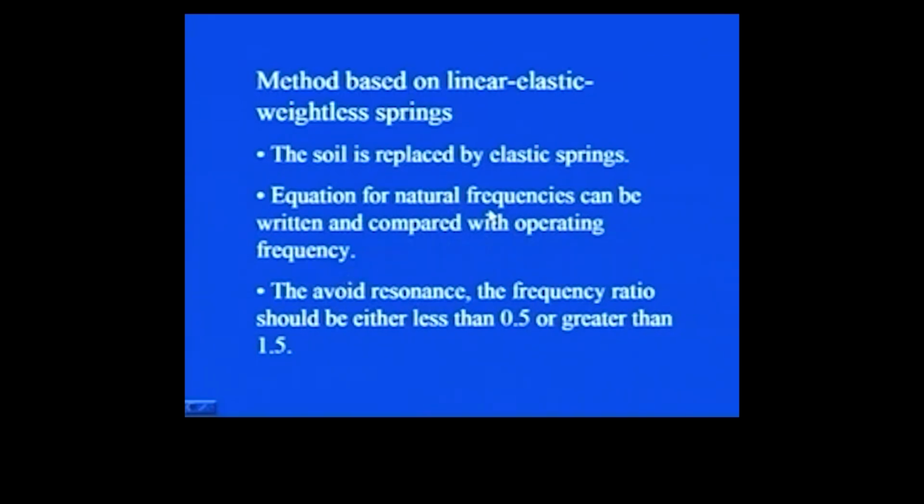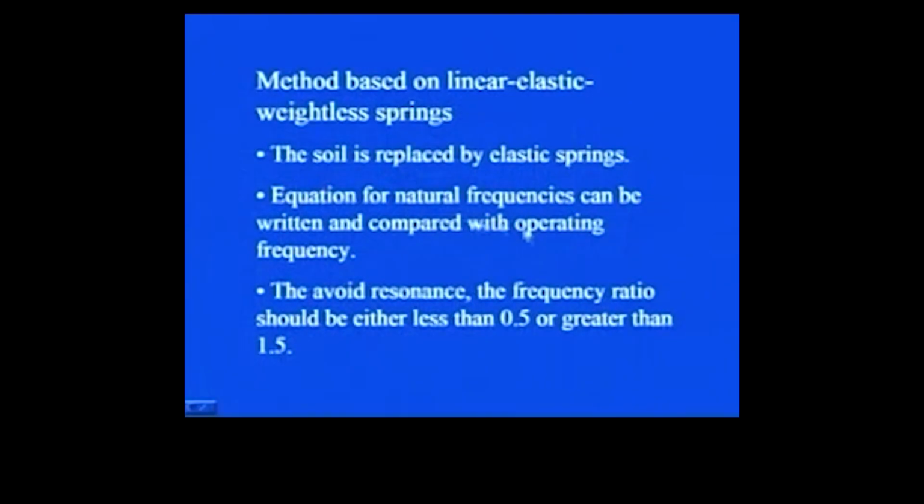You have already seen, when we were discussing this spring mass system, how you can get the equation for natural frequency and how you can compare it with the operating frequency using the frequency ratio R, which is the ratio of the operating frequency of the machine to the natural frequency. Standard curves of frequency ratio versus magnification factor have been given for zero damping as well as with damping. From there we can get the natural frequencies.